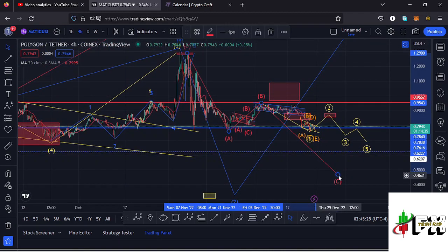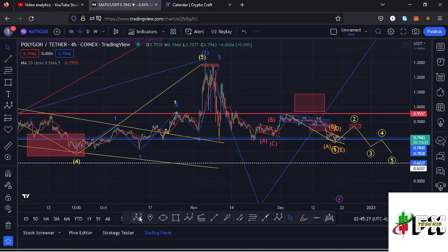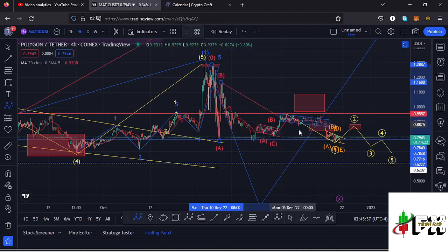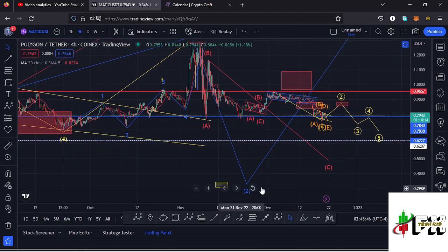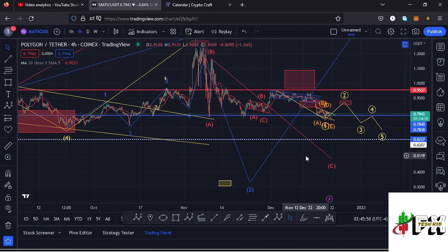And the second way we can have that ABC corrective structure is having these as the wave A, making our low at around the $0.76 mark. Then we saw the wave B making our peak at around the $1.17 mark, and in case we continue pushing lower, lose the key area of support at around the $0.78 mark, that might be the formation of that wave C, which should fully maximize the formation of that higher Elliott wave count 2 to the lower side. So those are my two possible scenarios that can play out here on the Polygon Matic chart.